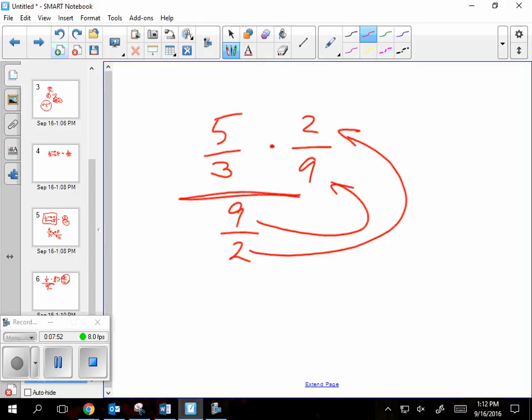Final answer. What's on top? 10. What's on the bottom? 27. 10/27. See how easy this is? It's just flipping stuff over and multiplying it.